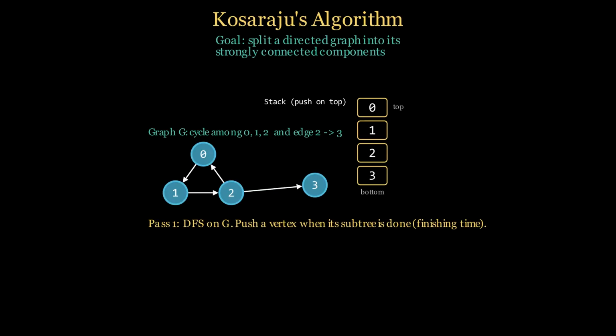Each push adds to the top of the stack. Vertex 3 finishes first, so it sits at the bottom. Then 2, then 1, then 0 on top. Later we pop from the top.